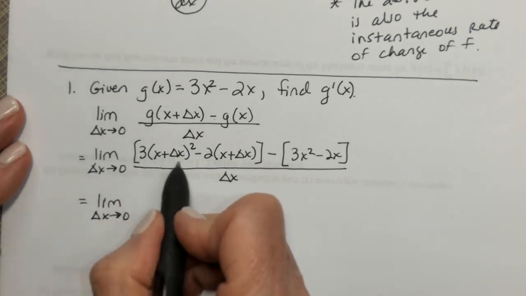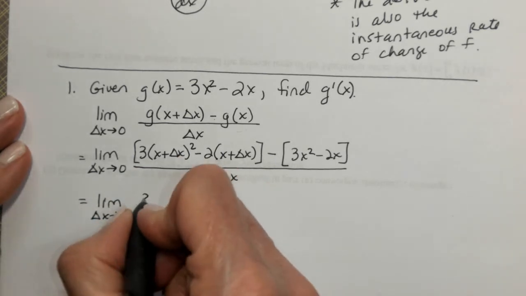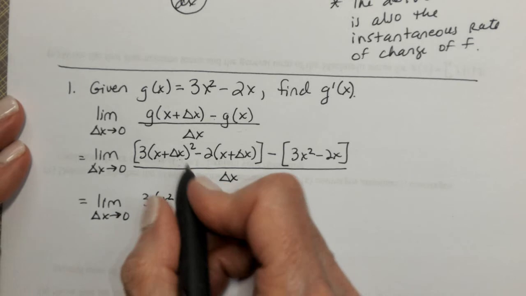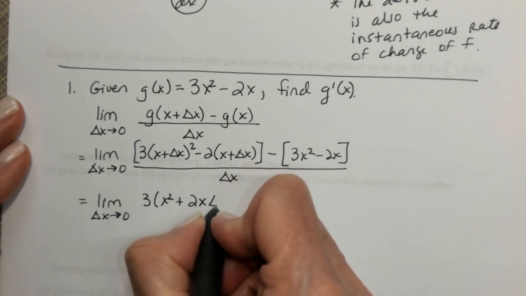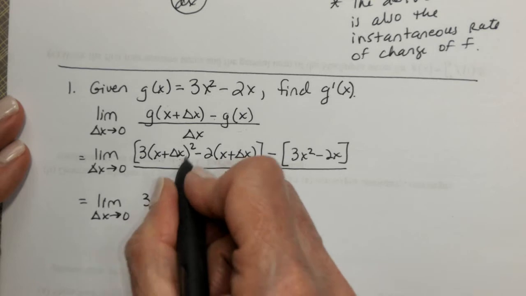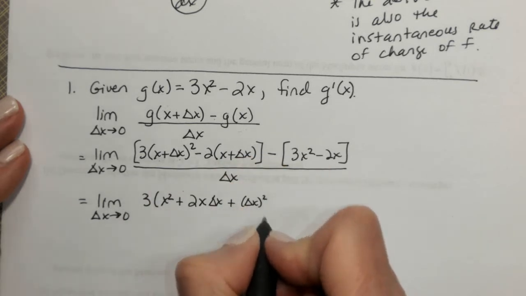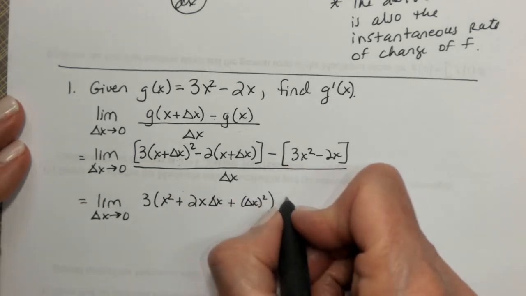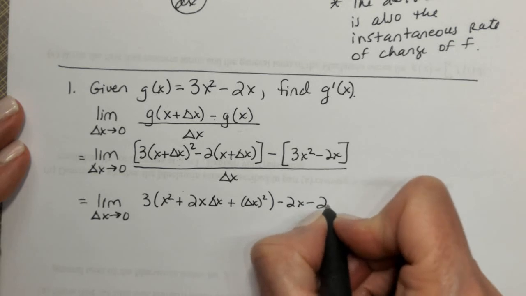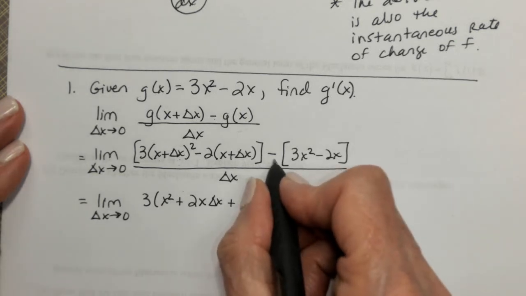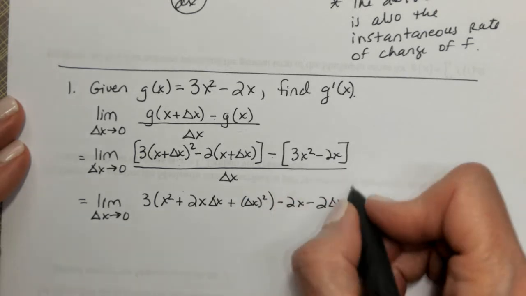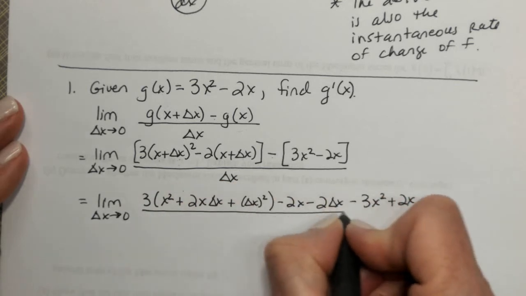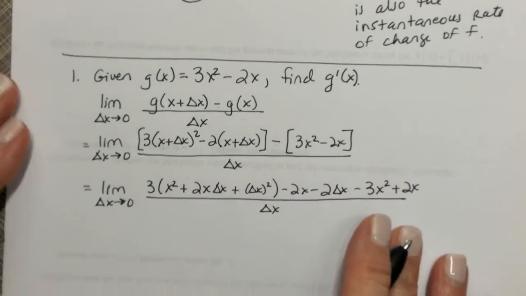I'm going to square this binomial. When I square that binomial, I'm going to have x squared plus 2x times delta x plus delta x squared. Okay, I'm going to distribute the negative 2 through this set of parentheses. I'll have negative 2x minus 2 delta x. I'm going to distribute this negative through this set of parentheses. I'll have negative 3x squared plus 2x, all divided by my delta x.